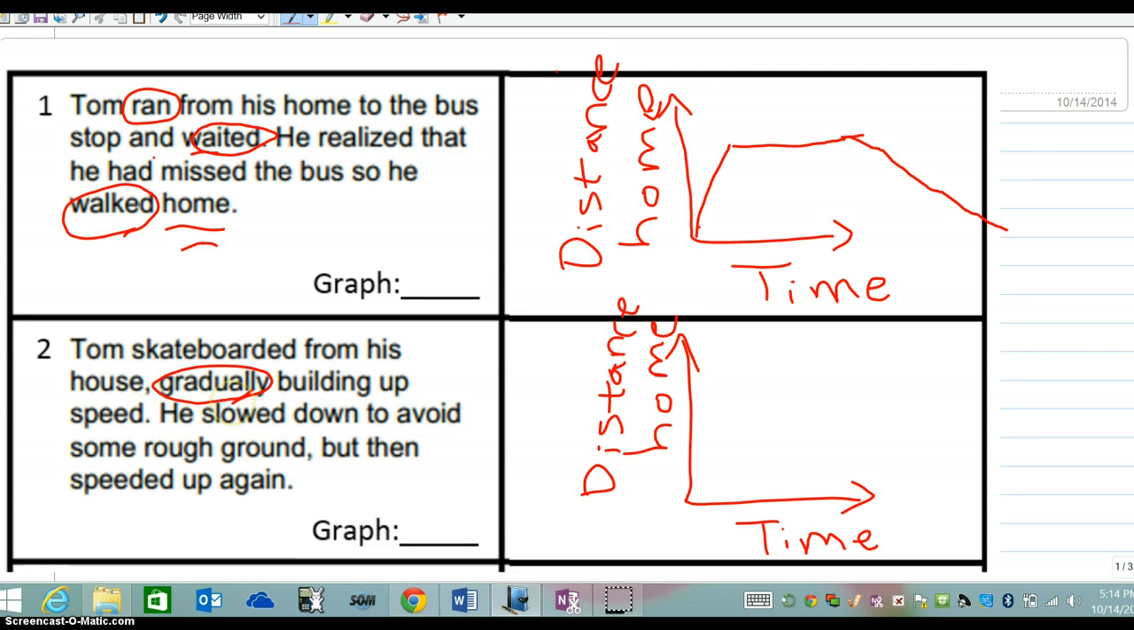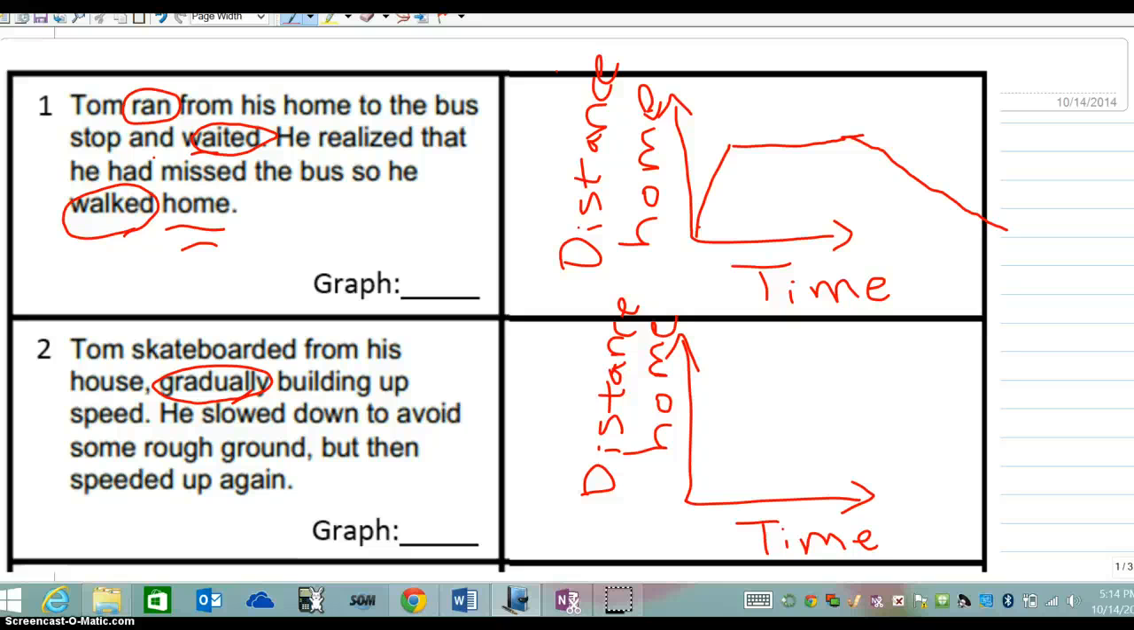gradually building up speed. The key word in this problem is gradually. Today I asked you in class, depending on which class period you were in, to explain to me when we were going to have curves in our graphs. And if you explained it to me correctly, I gave you some points on your quiz. And the answer to that is anytime you are gradually speeding up or slowing down, in other words, over time you're going faster and faster and faster, you're going to find that your graph is going to have a curve.